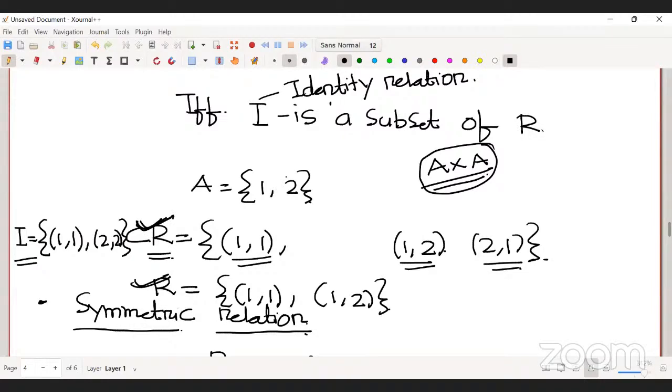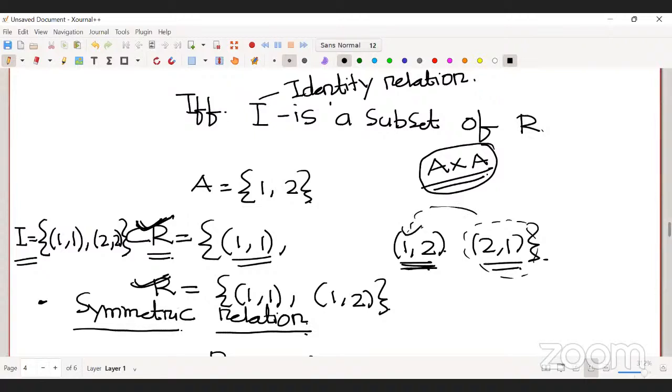Yes, sir, symmetric, sir. Because this relation has 3 elements. So let's start with the first element 1 comma 1. If I flip it, then I will get 1 comma 1, and 1 comma 1 is an element of R. Similarly, the second element is 1 comma 2. If I flip it, I will get 2 comma 1, and you can see that it is inside R. And similarly, if I flip 2 comma 1, then I will get 1 comma 2.